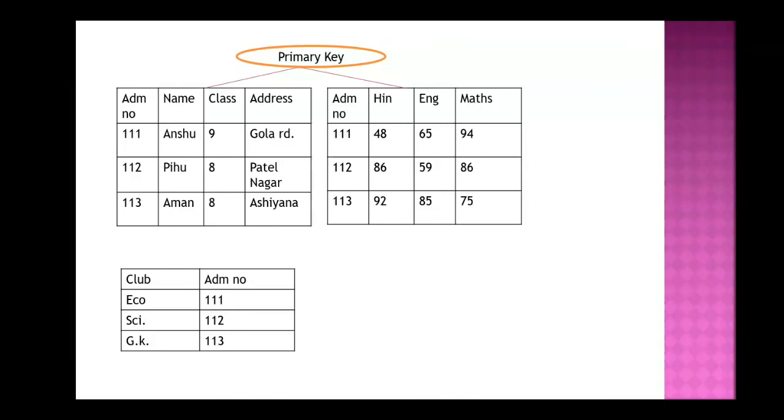You can see this table. In this table, club is the primary key, and there may be many clubs. The admission number is working as a secondary key. In this condition it is called the foreign key, because one student can enroll in multiple clubs. So that is considered a foreign key.